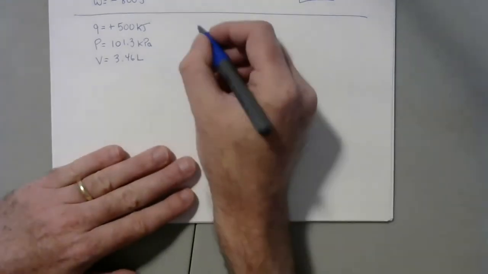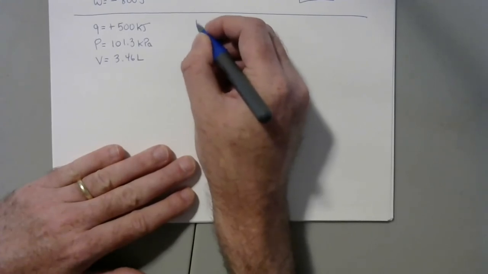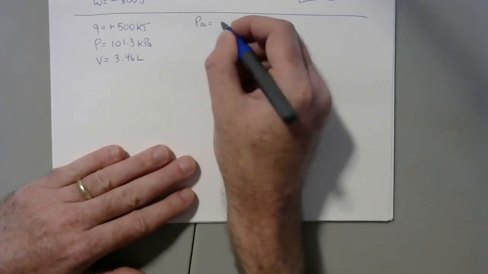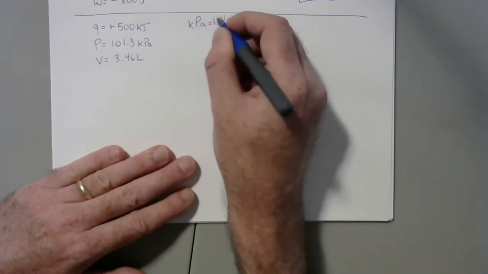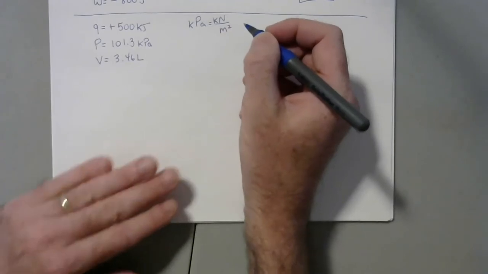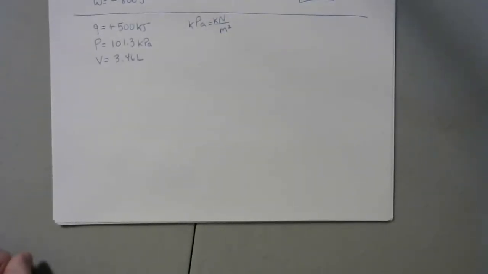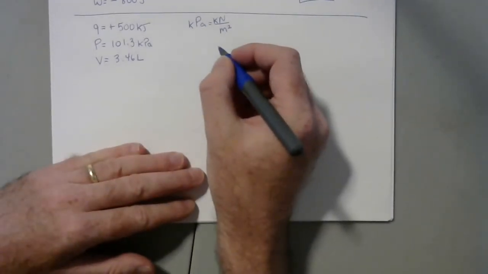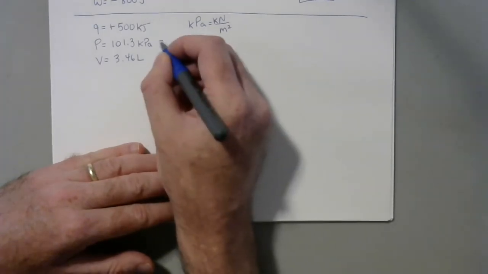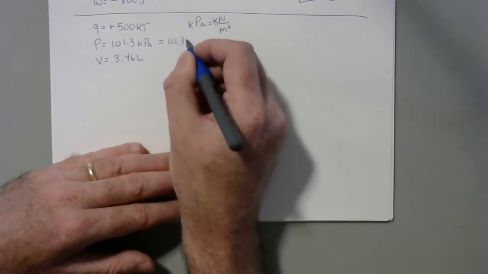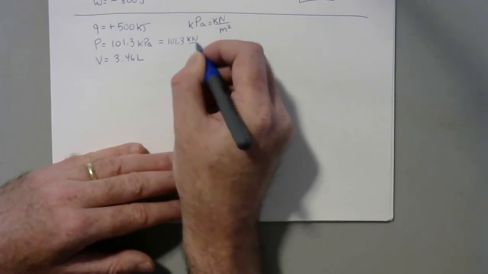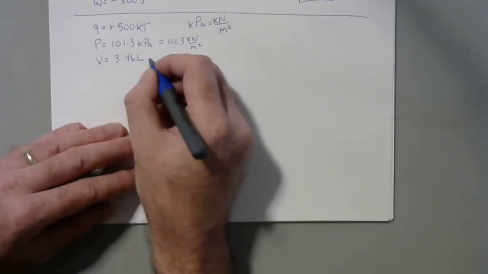Now, what we found for the pressure is pascals of pressure are newtons per square meter. If it's a kilopascal, then it's a kilonewton per square meter. If you do kilonewtons per square meter, you get kilojoules instead of joules as far as the units go. And so we're going to say that that is equal to 101.3 kilonewtons per meter squared.